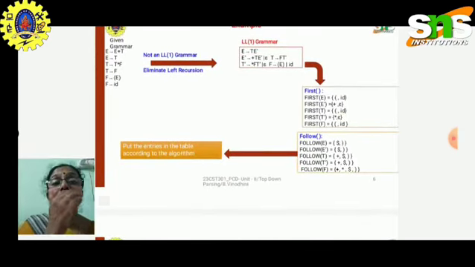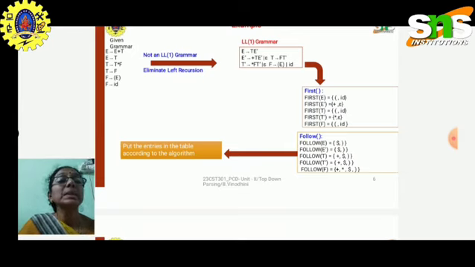For example, consider a grammar: E tends to E plus T, E tends to T, T tends to T star F, T tends to F, F tends to open parenthesis E close parenthesis, and F tends to ID. After eliminating the left recursion, the grammar looks like that on the right-hand side. From that we have to find out the first of E, E dash, T, T dash and F.